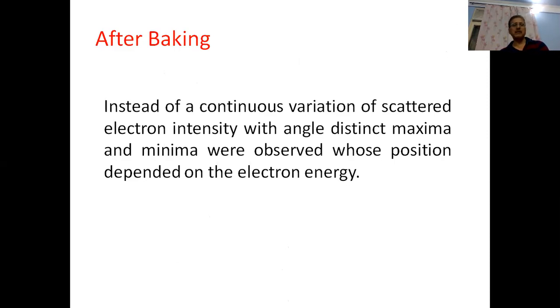Now, what happened after the baking in the experiment? Instead of a continuous variation of scattered electron intensity with the angle, distinct maxima and minima were observed. The positions of these maxima and minima depended on the electron energy. This was a completely surprising result, because maxima and minima are properties exhibited only by waves and not by particles. And here they were observing the scattering of an electron beam and not that of a wave. So this was something surprising that we need to explain right now.